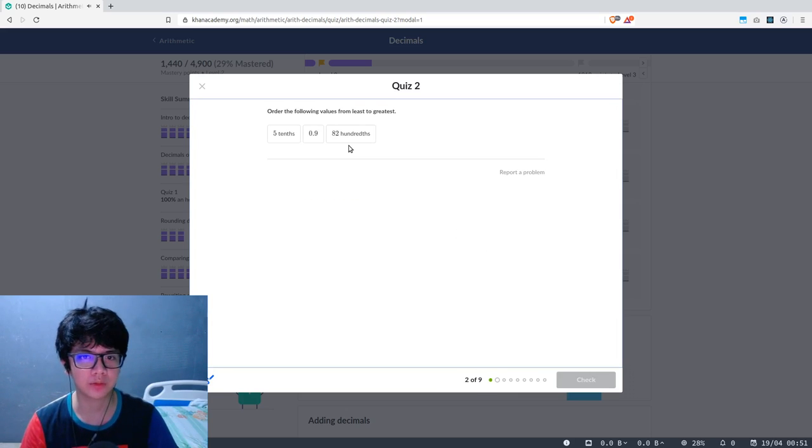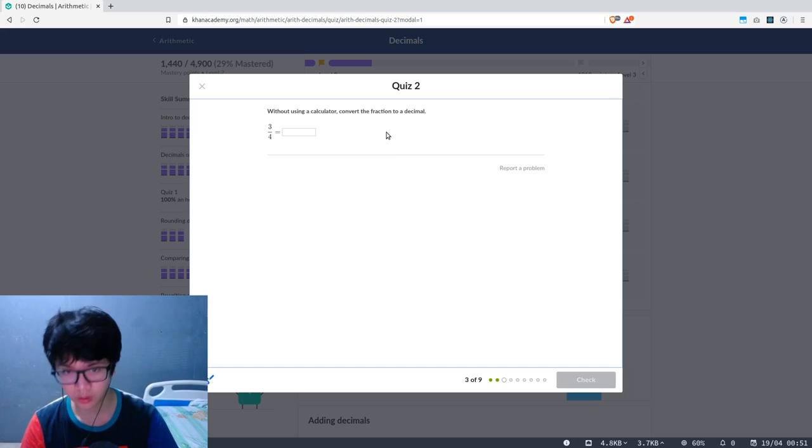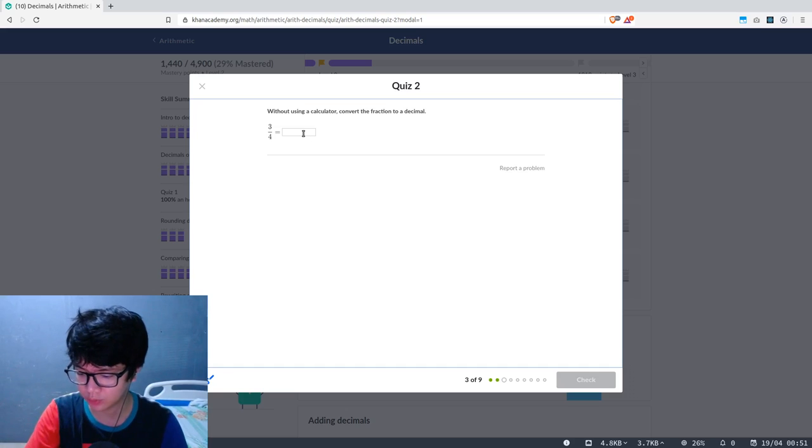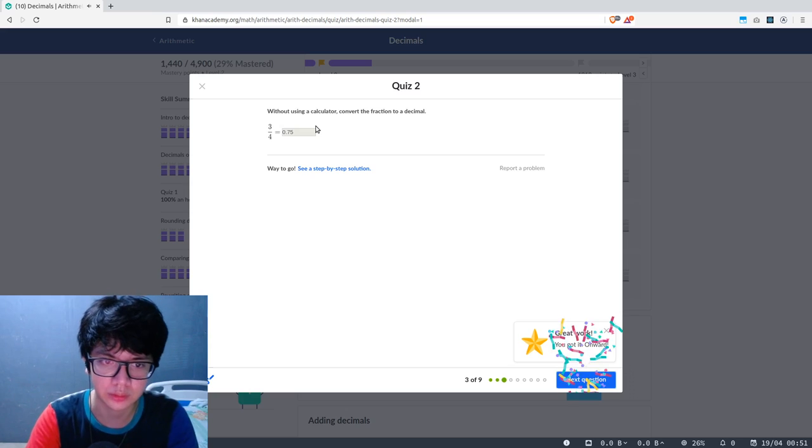Order the following values from the least to greatest. 5/10, 9/10, 8/200. Without using a calculator, convert the following fraction to a decimal. 3/4.